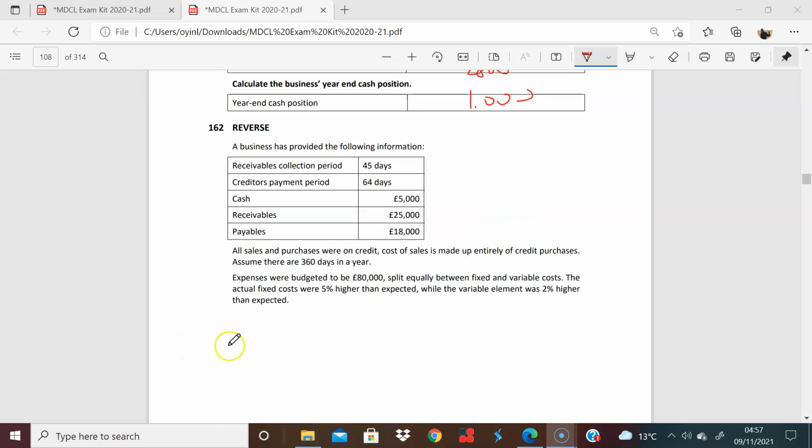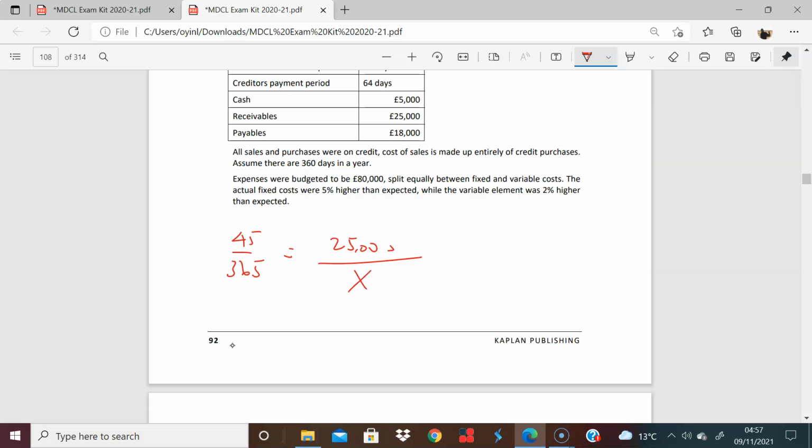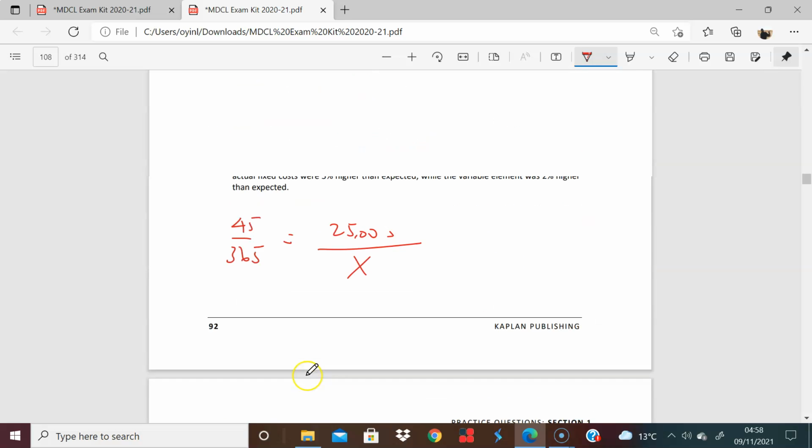Okay, let's jump in here again and play around with this. So we have some information here. We're told that our receivable collection days are 45 days. 45 over 365 is equal to my receivables of 25,000 as a fraction over my sales. I don't know what my sales are, so over X, right? That's what the fraction is really saying, because this question is really asking, what is sales revenue?